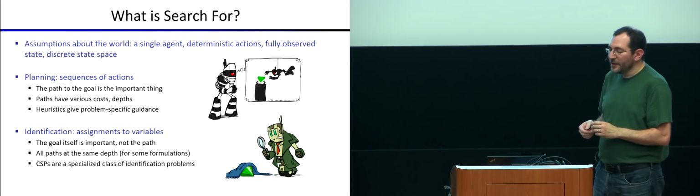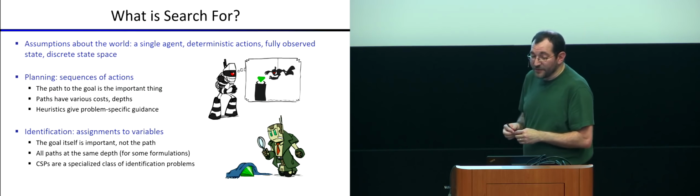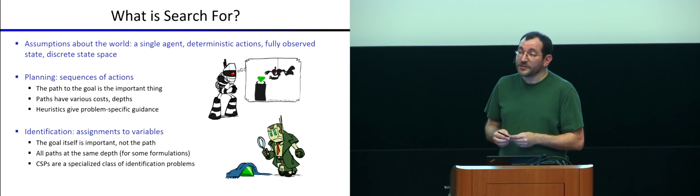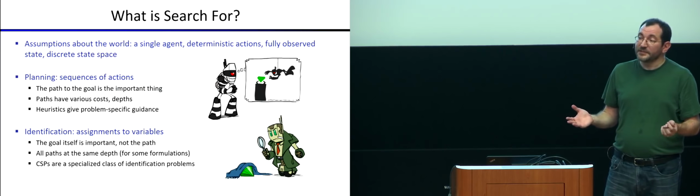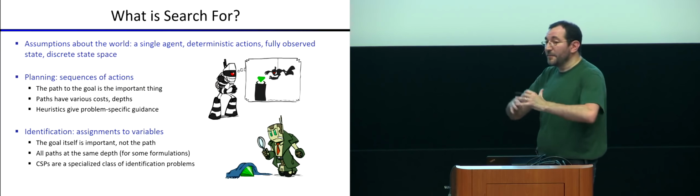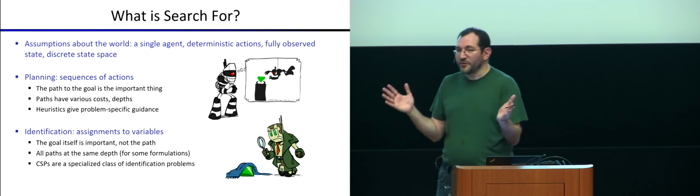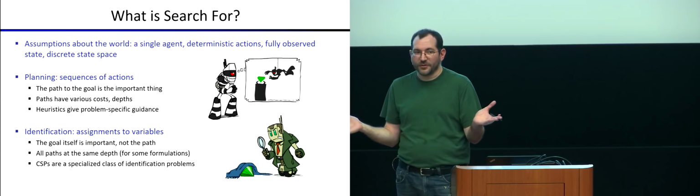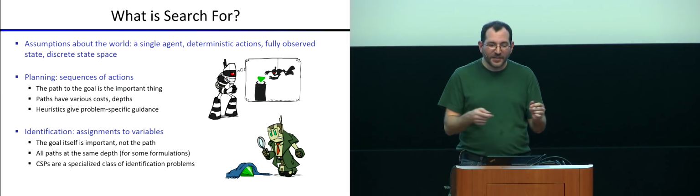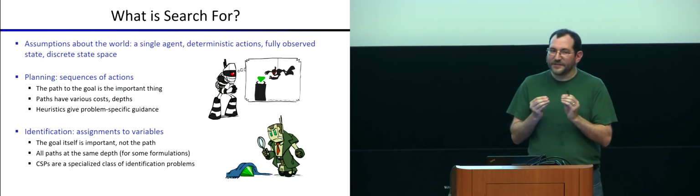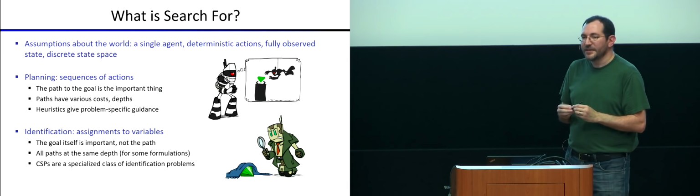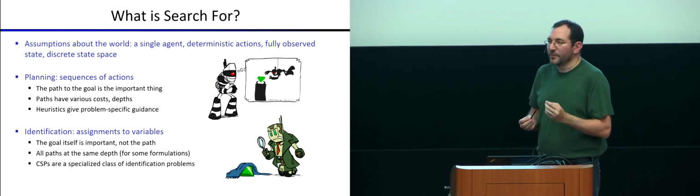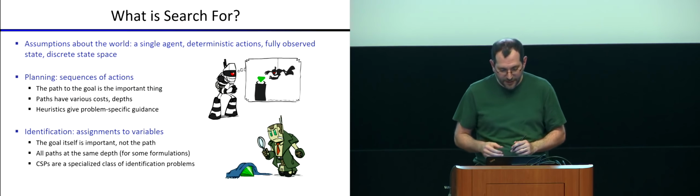And CSPs are a special class of identification problems. And because they're a special class of identification problems, we have new algorithms that let us exploit the fact that instead of a black box search procedure where all you really get to know is a successor function and a goal test and maybe some costs, now suddenly we're going to have a little bit of visibility into the CSP, and that little bit of visibility is going to let us tailor algorithms that are more efficient because we can make more assumptions about the problem.